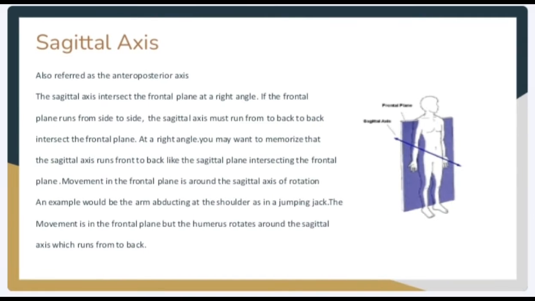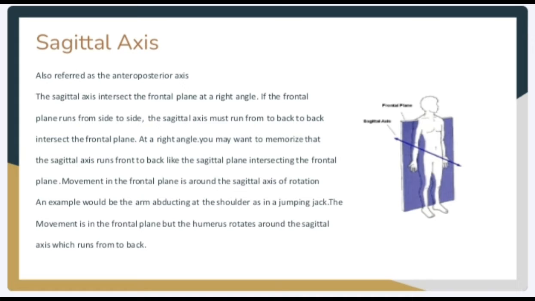Sagittal axis, also referred to as the anteroposterior axis. The sagittal axis intersects the frontal plane at a right angle. If the frontal plane runs from side to side, the sagittal axis must run from front to back, intersecting the frontal plane at a right angle. You may want to memorize that the sagittal axis runs front to back, like the sagittal plane intersecting the frontal plane.